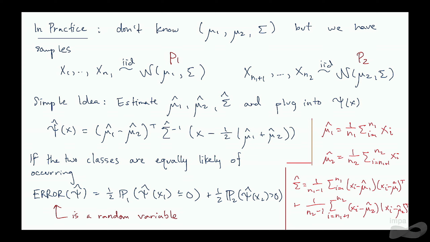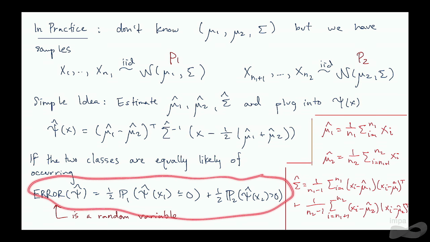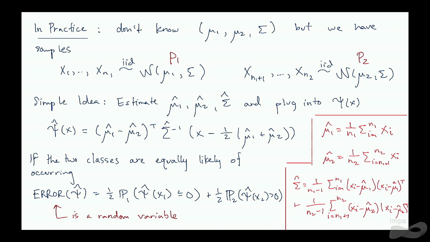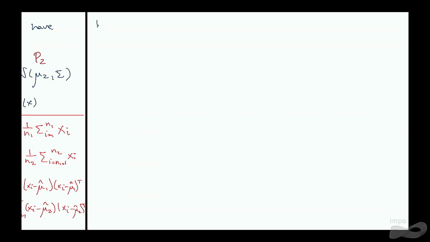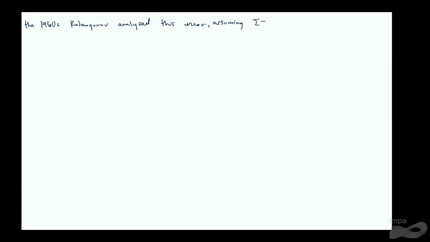It turns out that Kolmogorov, in the 1960s, analyzed the high-dimensional asymptotics of this error, in the simple case where we assume that our covariance matrix is the identity. So this is what we're going to look at: Kolmogorov's high-dimensional study of this object. So in the 1960s, Kolmogorov analyzed this error, assuming identity covariance, so assuming that sigma equals the identity.